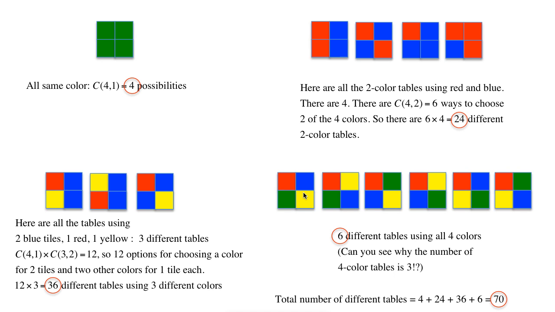So we've answered all the questions that were originally posed. 4 tables could be made that involve 1 color. 24 tables can be made out of 2 colors. 36 can be made out of 3 colors. 6 can be made using all 4 colors. Add those numbers up, and you get a total of 70 different tables that the artist can make.